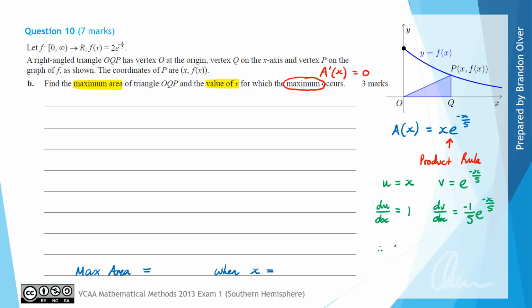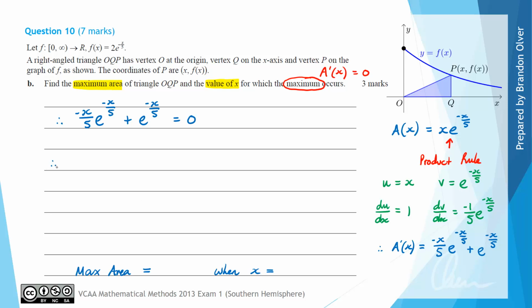So therefore, A dashed of x, which is what we need to answer this question, is going to equal x times negative 1/5 e to the power of negative x on 5, which is just negative x on 5 e to the power of negative x on 5. And then we're going to add on to that du dx times v, which is just e to the power of negative x on 5. So therefore, the equation that we're solving is negative x on 5 times e to the power of negative x on 5 plus e to the power of negative x on 5 is equal to 0.